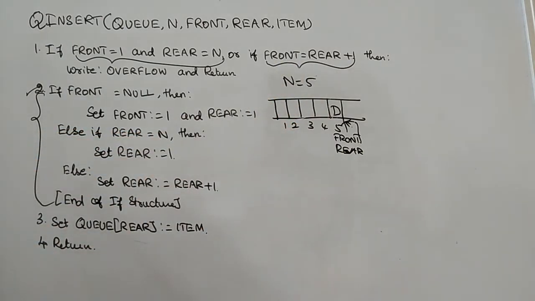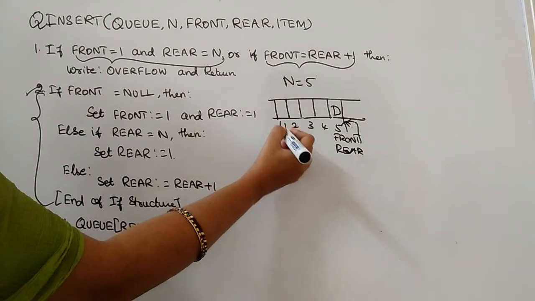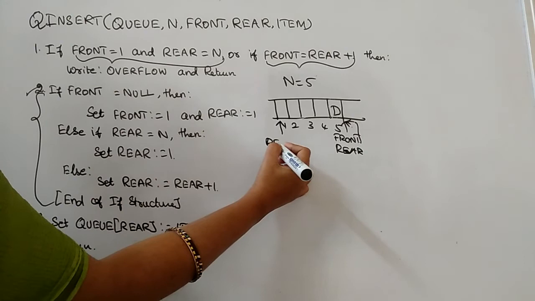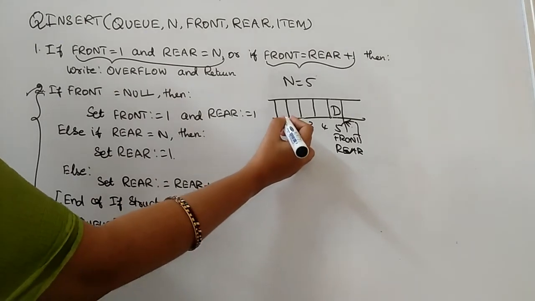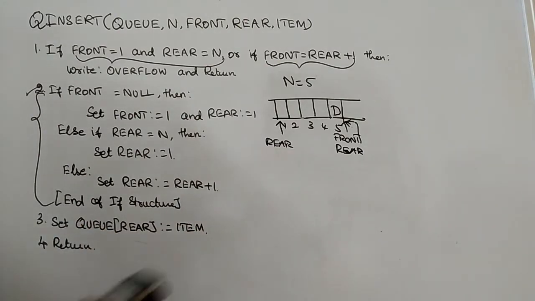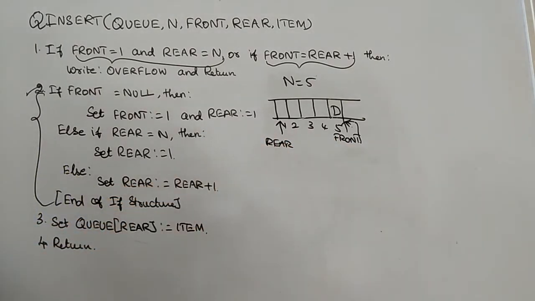So what I am going to do here is reset the value of rear as 1. It means I am going to insert that new element here. So front will be equal to 5 and rear is equal to 1. So in these statements, we are just setting the values for rear only.